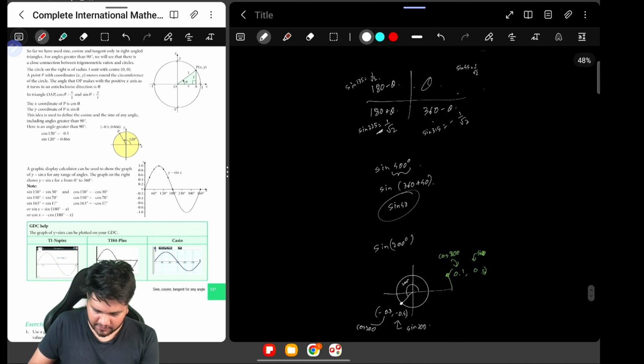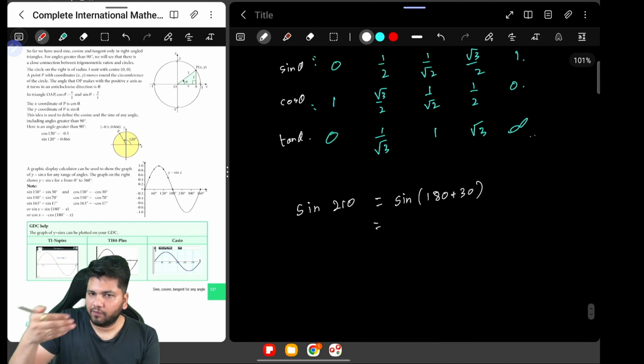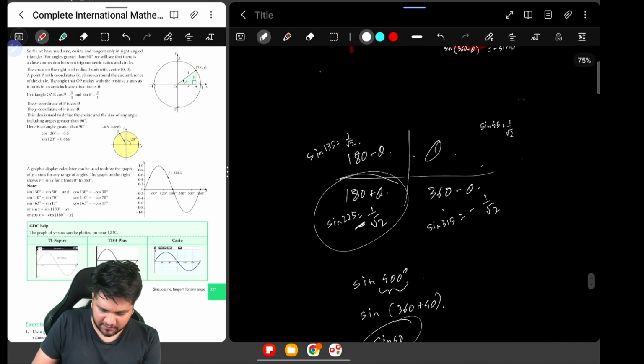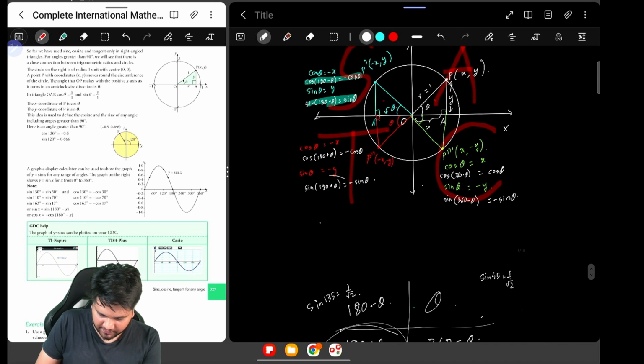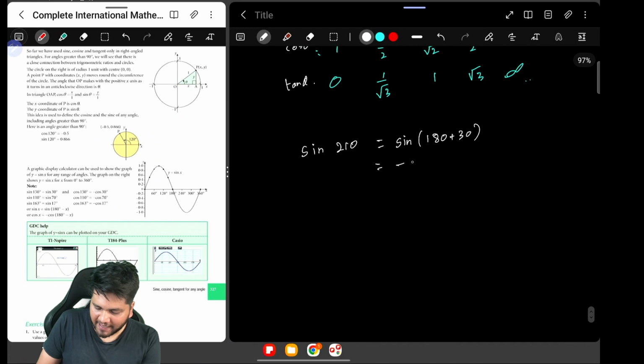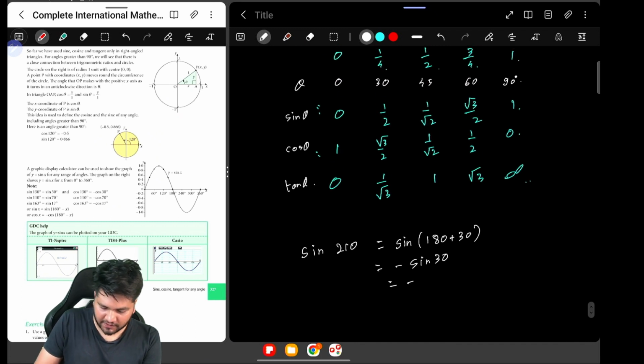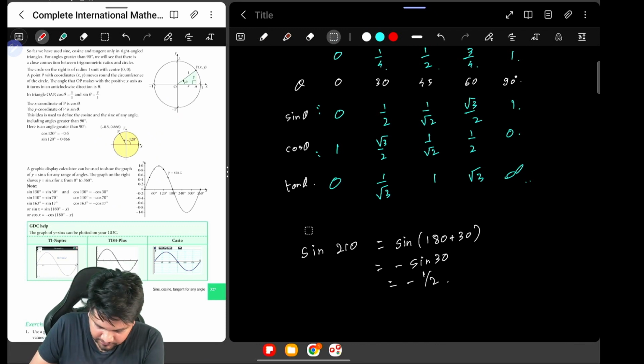This 180 plus theta, right? So we write this thing as 180 plus 30. Now the moment I write this as 180 plus theta, it's going to be sine 30 first of all, but since it is in third quadrant, you can use that ASTC thing. In third quadrant tan is positive, so sine definitely is going to be negative, and the answer is going to be negative sine 30. We know this is 1/2. So that's my answer. Correct?